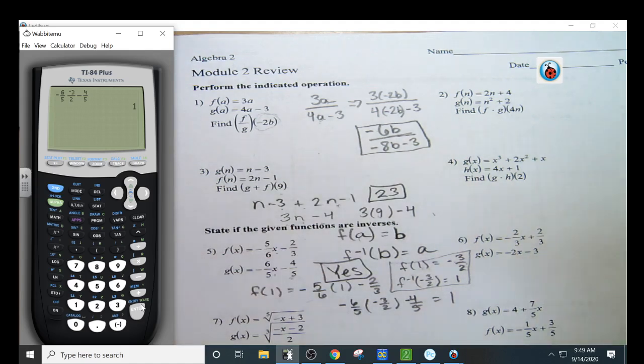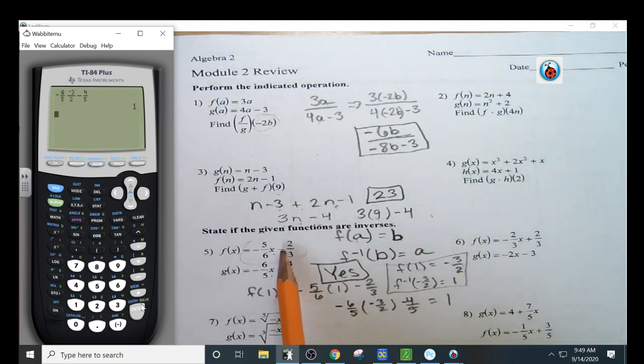And guys, like I said, if you don't like this way, you could always take the inverse of one of them and see if it matches the other. You could always do that.